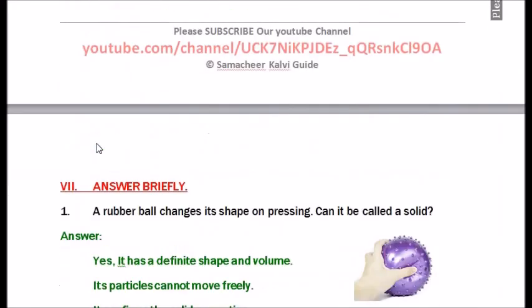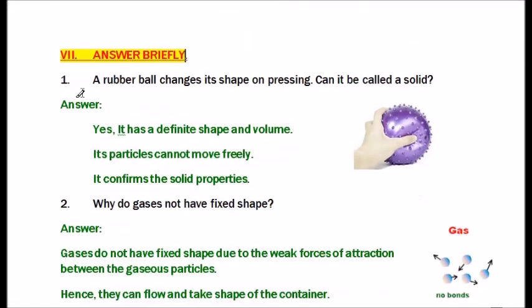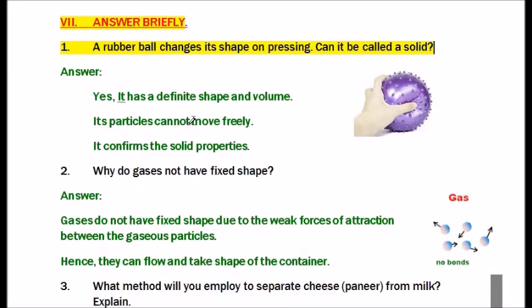Roman number 7. Answer briefly. Question number 1. A rubber ball changes its shape on pressing. Can it be called a solid?